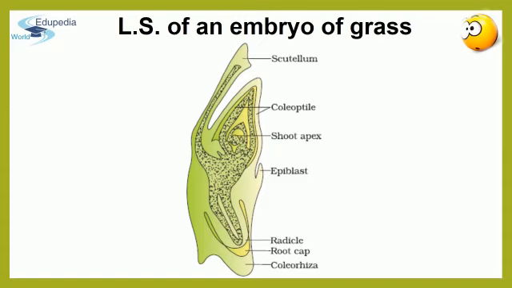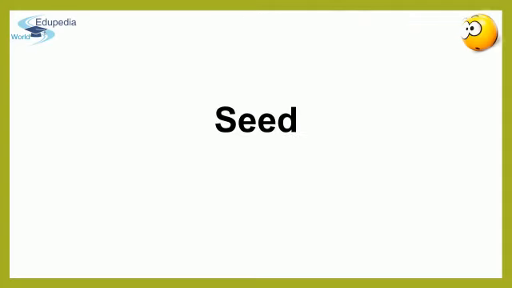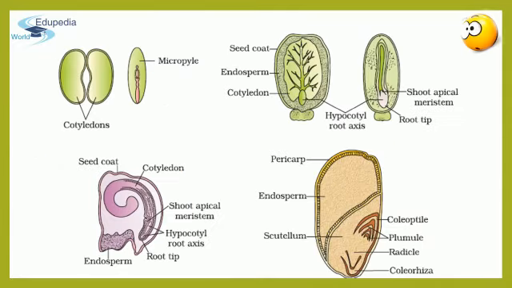The portion of the embryonal axis above the level of attachment of scutellum is called the epicotyl. Epicotyl has a shoot apex and a few leaf primordia enclosed in a hollow leaf-like structure called coleoptile. So with this, we have completed the structure and development of the dicot and monocot embryo. Now let's quickly move on to the next post-fertilization structure formed, the seed.